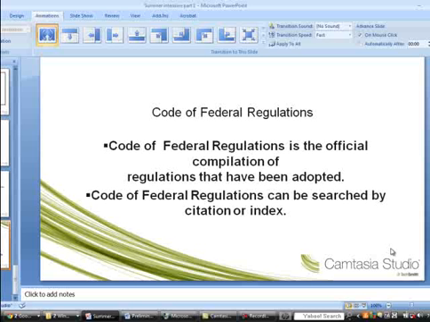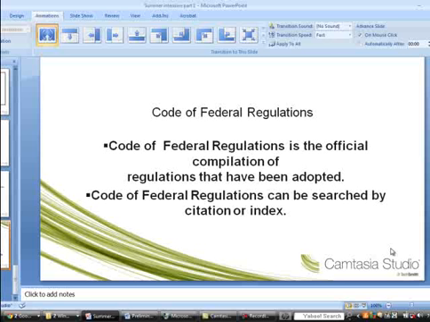Code of Federal Regulations, CFR. Using CFR in print. Code of Federal Regulations is the official compilation of regulations that have been adopted. CFR is organized by titles, just like the United States Code. There are 50 titles. Each of these titles deals with a specific subject area, such as the Postal Service in Title 39 and shipping in Title 46.